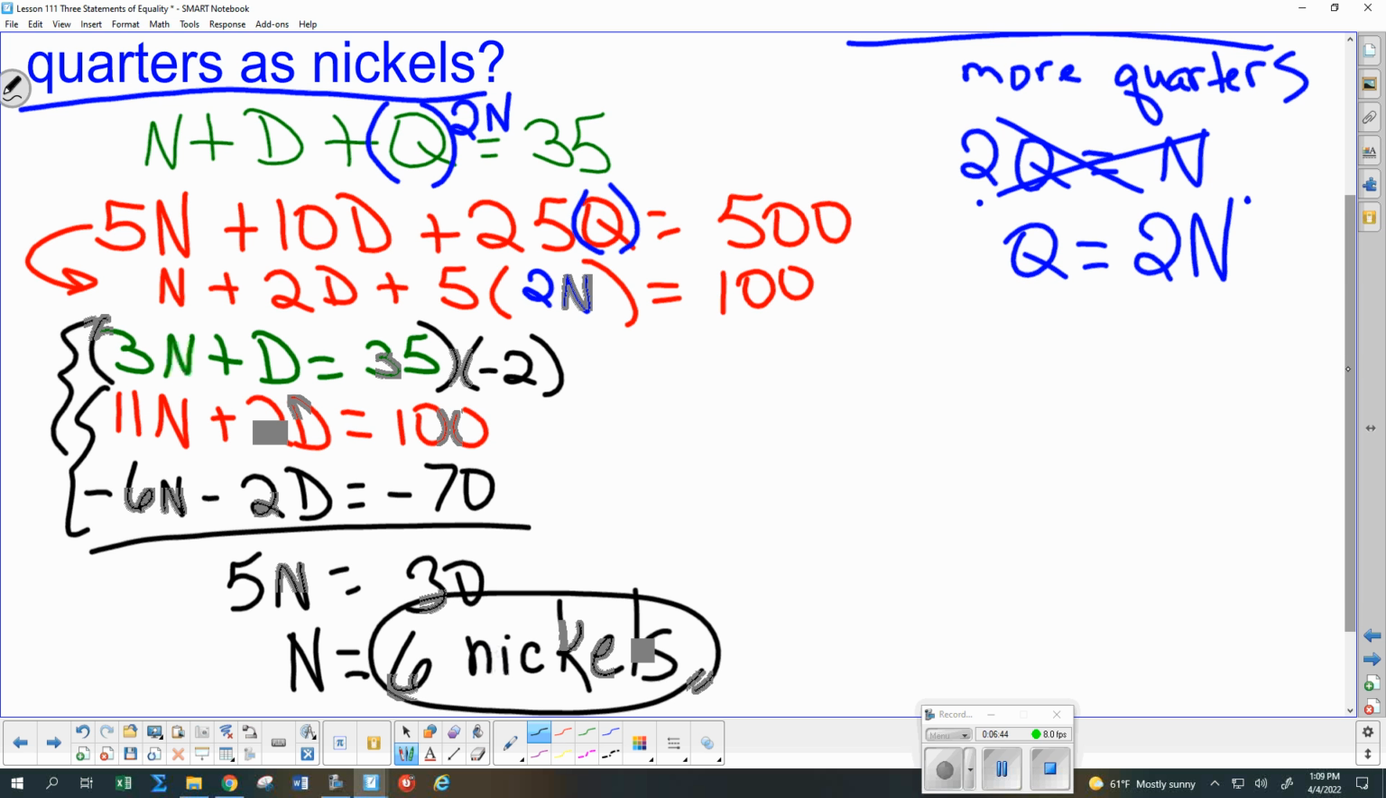We have a bunch of equations up here. Grazia, what would you get next? Which equation would you use next to get either quarters or dimes?